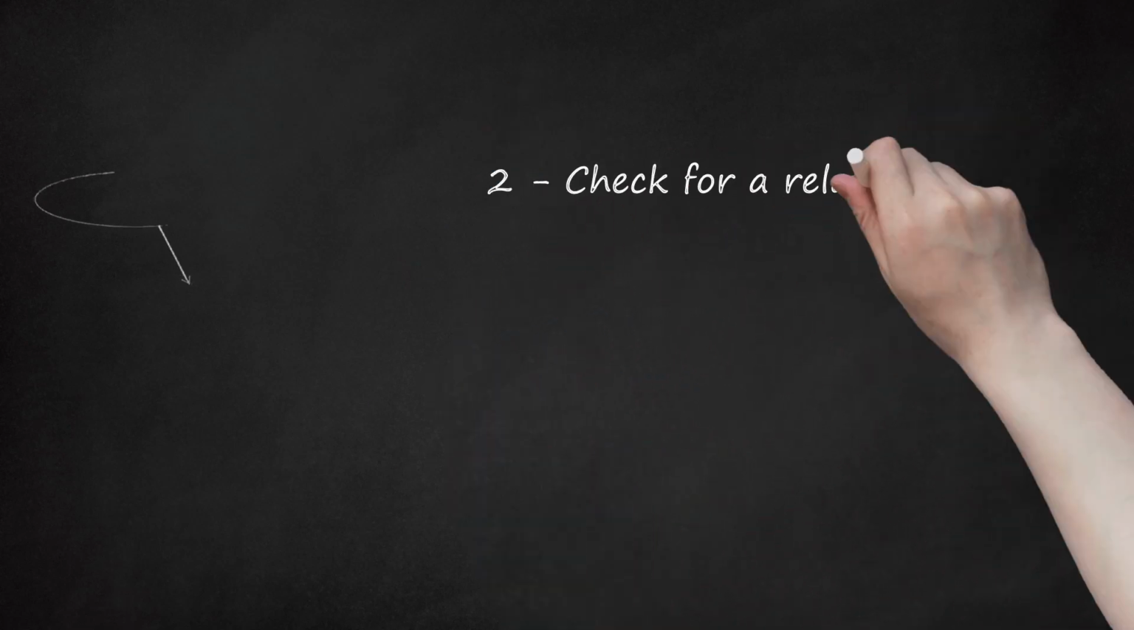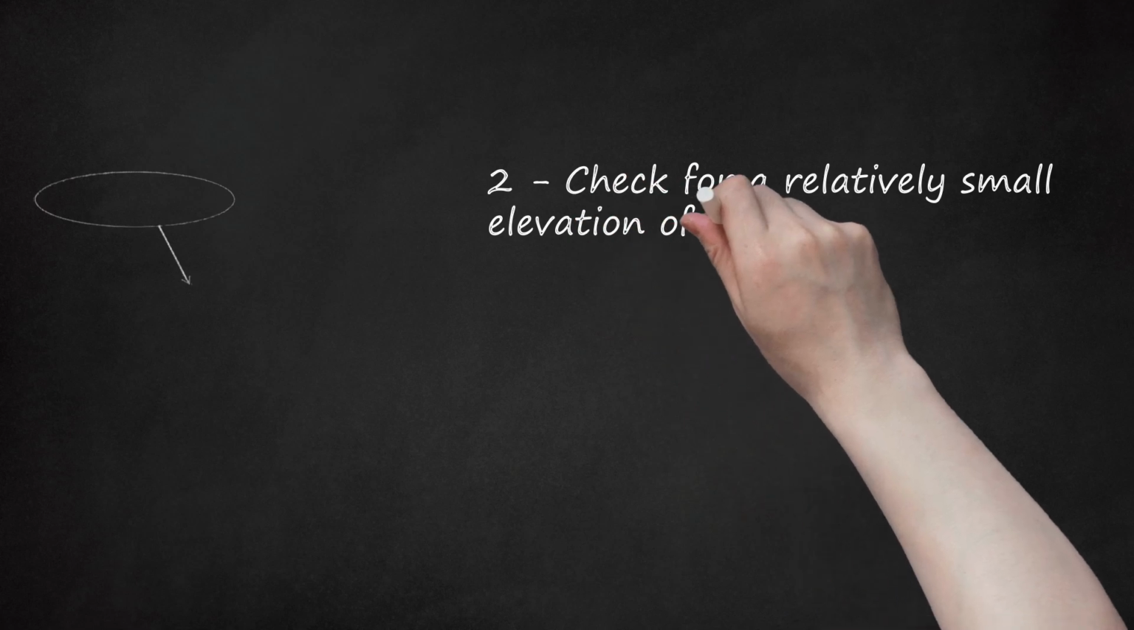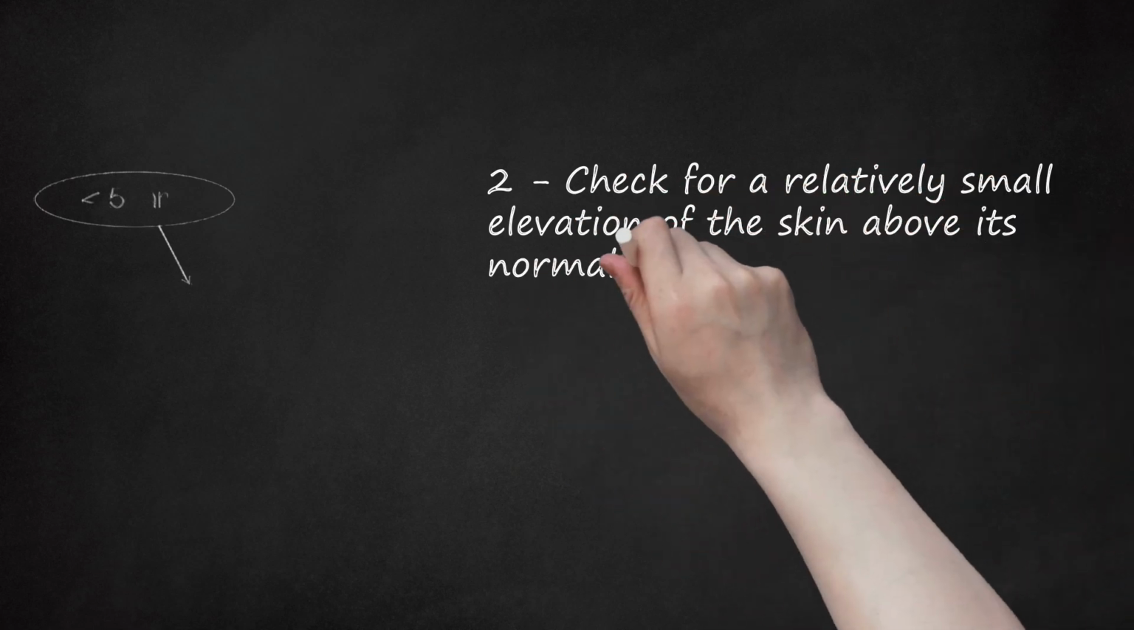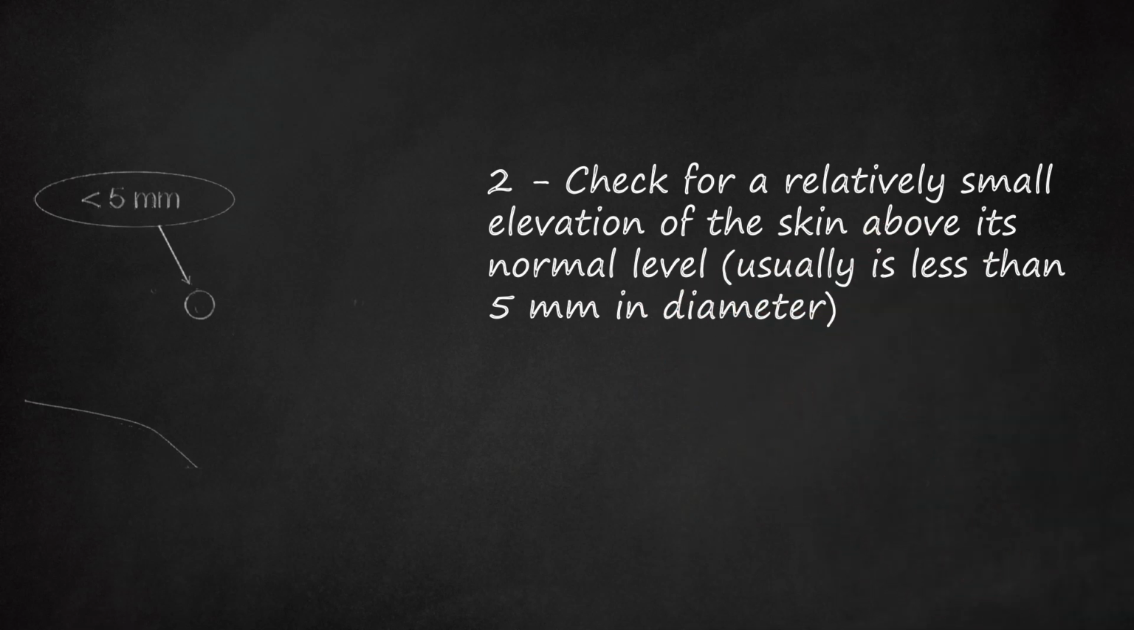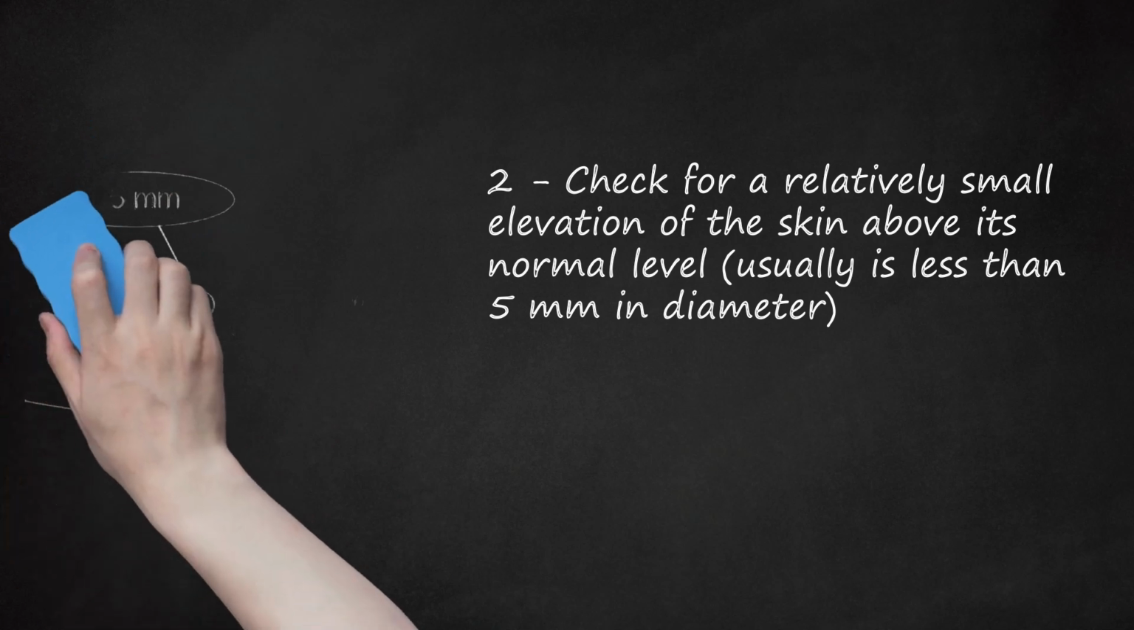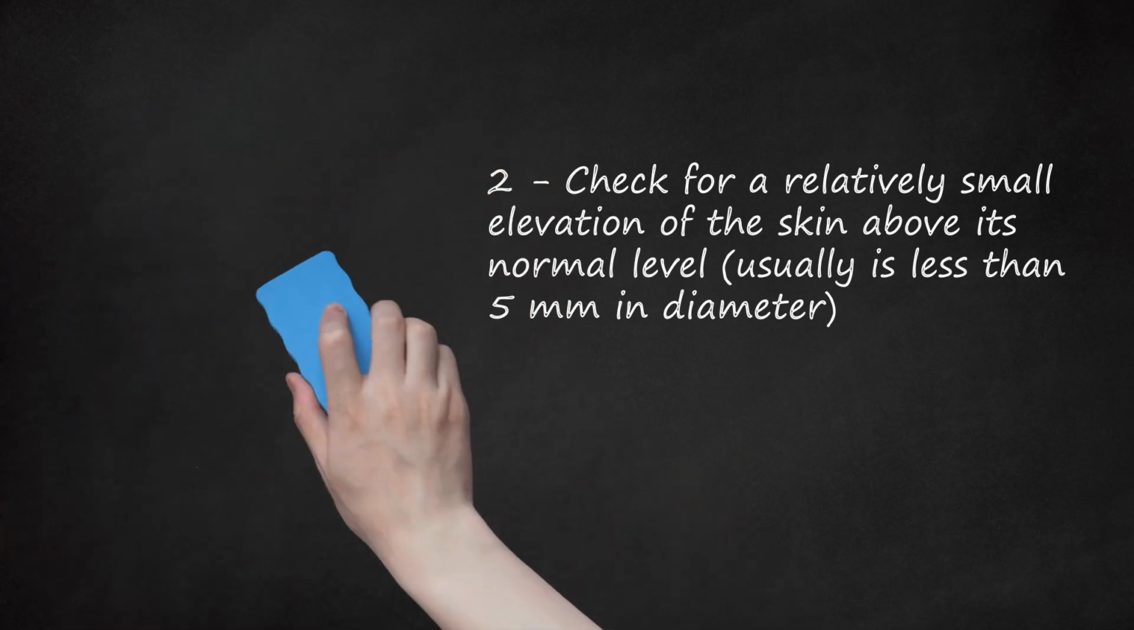2. Check for a relatively small elevation of the skin above its normal level, usually less than 5 mm in diameter. This is a papule. These papules or skin elevations can adopt several forms. They can be flat-topped, as occurs in the skin condition of lichen planus. It can also adopt a dome-shaped structure such as occurs in xanthoma, which is a skin condition that is often triggered by increased lipids in the blood or hyperlipidemia.